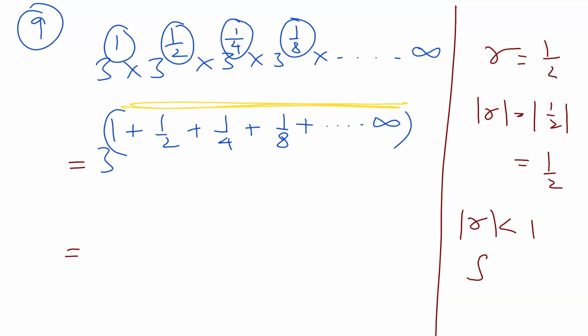So there are two formulae, Sn and S infinity. When modulus of R is less than 1, which one will you use out of these two? You'll use Sn formula or S infinity. Correct. We are going to use S infinity because infinity is mentioned in the problem. Fine.